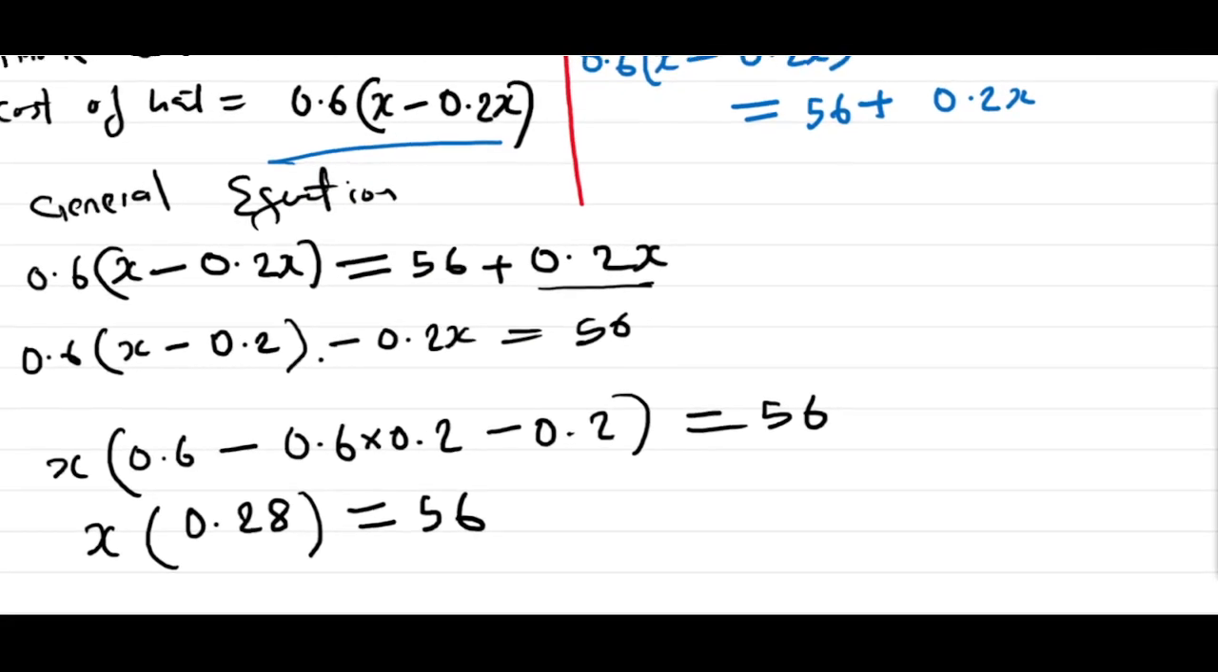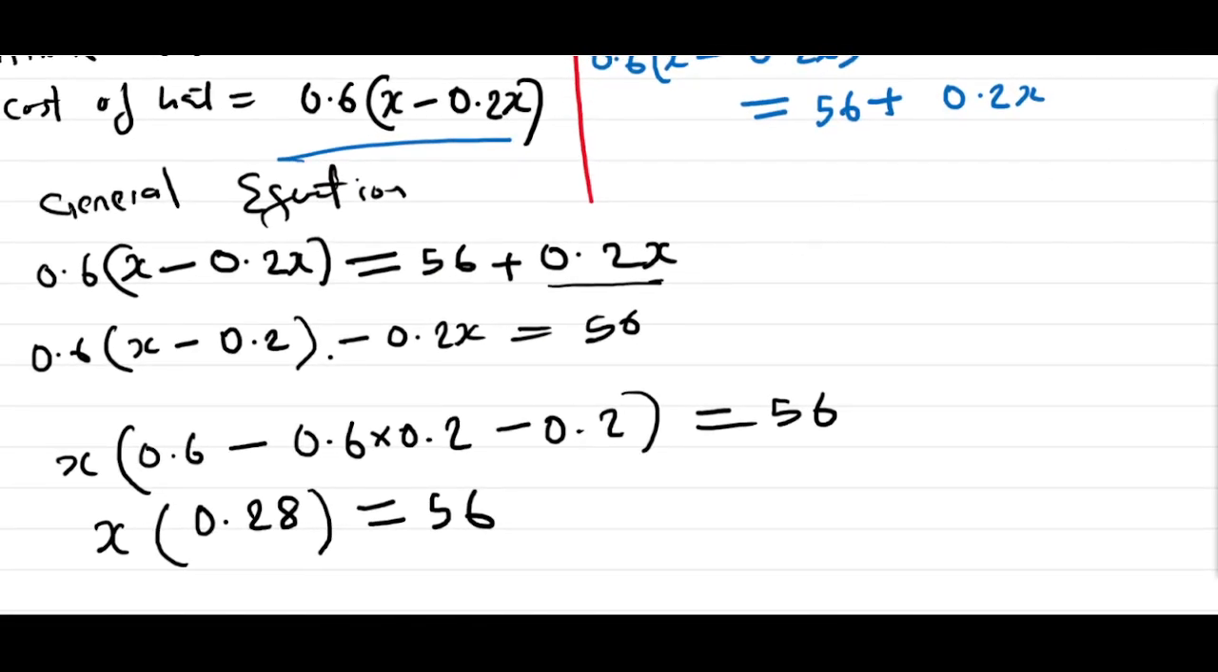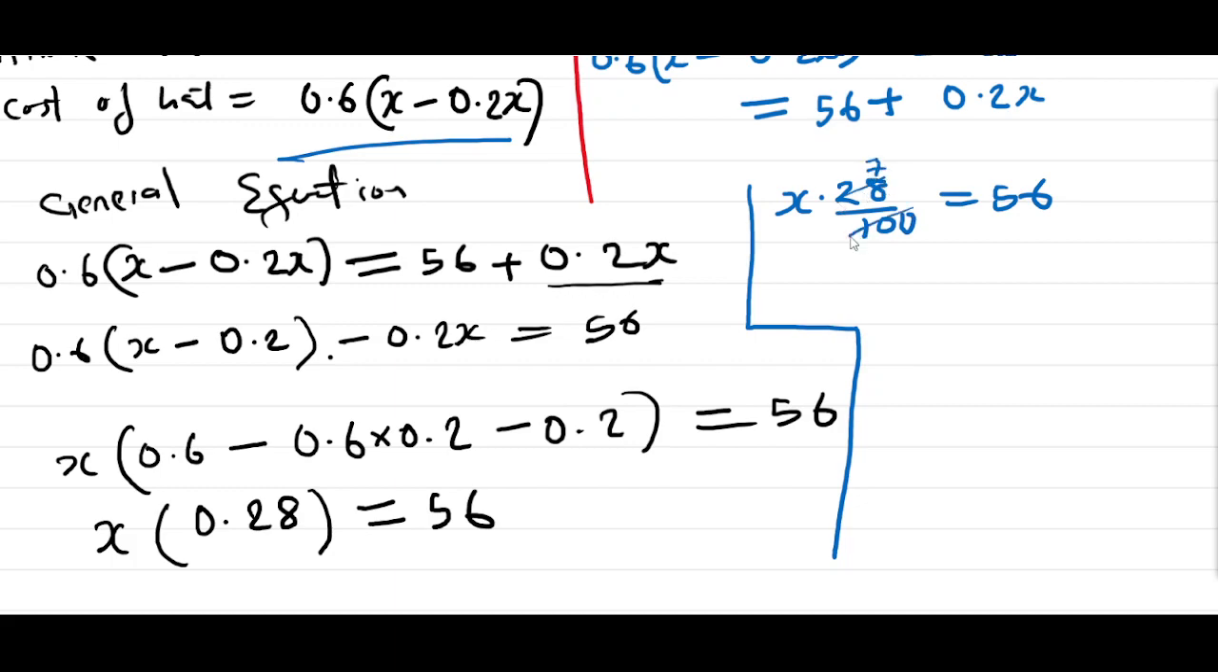So let's see. Let's cross over. Here we have x times this 0.28. I'll write it as 28 over 100, then this is equals to 56, where 4 into 28 should give us 7, and 4 into 100 should give us 25, right? Yeah. So this should be 7 times x. So this is 7x over 25 equals to 56.